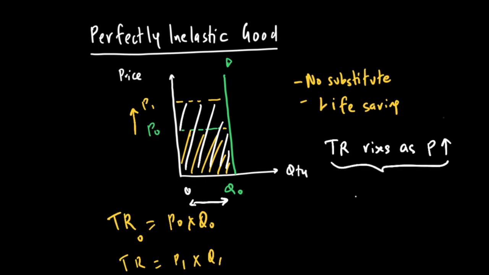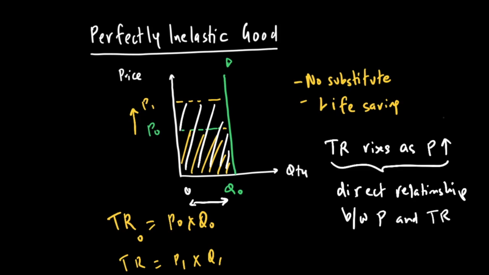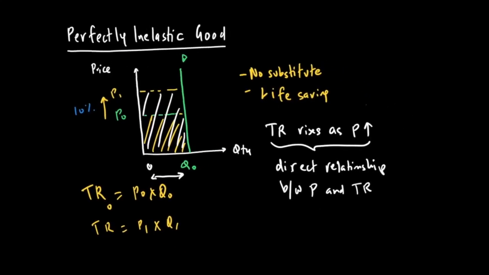So here there is a direct relationship between price and total revenue. If I'm selling a perfectly inelastic good and I increase the price of the good, my total revenue will go up. In fact, it will go up by the same percentage as the change in price. For example, if the price goes up by 10%, total revenue will also go up by 10% because there's no change in quantity. So for a perfectly inelastic good, the higher the price, the higher the total revenue.